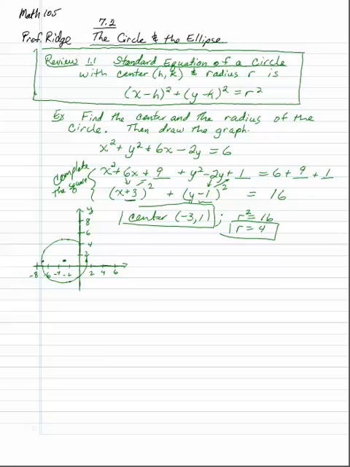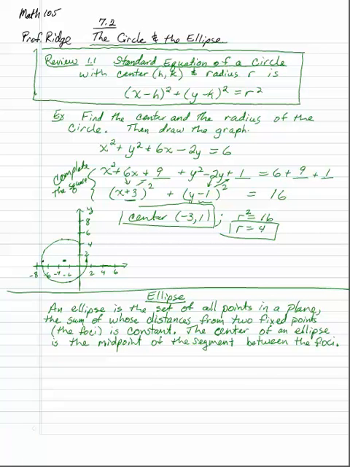Pretty straightforward. Okay, so an ellipse. An ellipse is the set of all points in a plane, the sum of whose distances from two fixed points, which we call the foci, is constant. So some people say foci one way, some say it another. I go back and forth. The center of an ellipse is the midpoint of the segment between the foci.